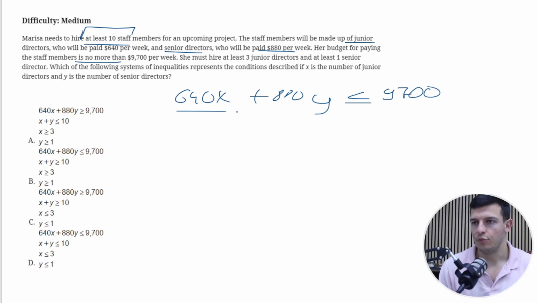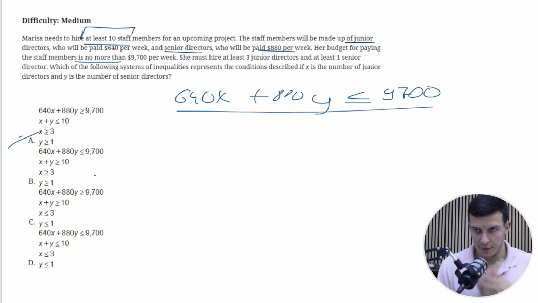All right, let's see. We have our first inequality, 640x plus 880y less than or equal to 9700. So greater than or equal, A is no good. Greater than or equal, this is part of C, by the way. C is also not good.